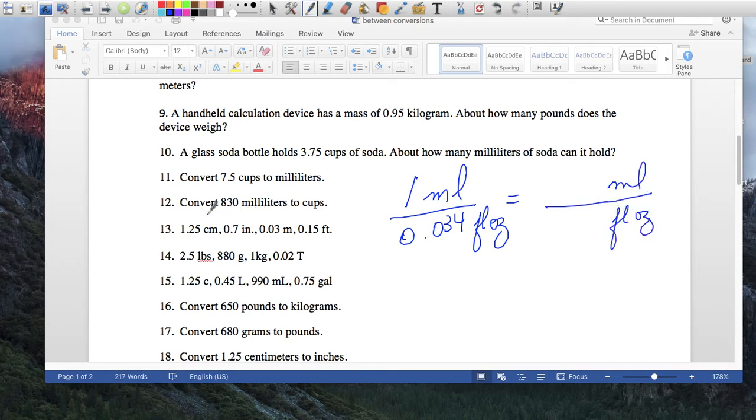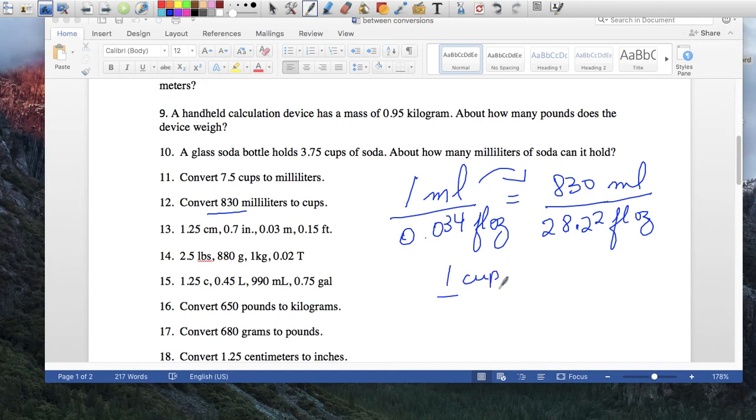So milliliters on top, fluid ounces at the bottom. So how many milliliters do I have? 830. How many ounces is that equal to? Times 830 top and bottom. So 830 times 0.034 is going to give us 28.22 fluid ounces. But I want to change that to cups. So I'm going to have to do another step here.